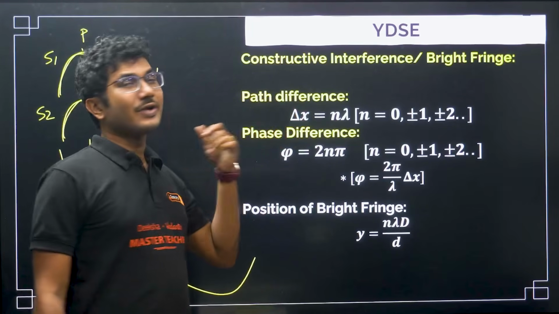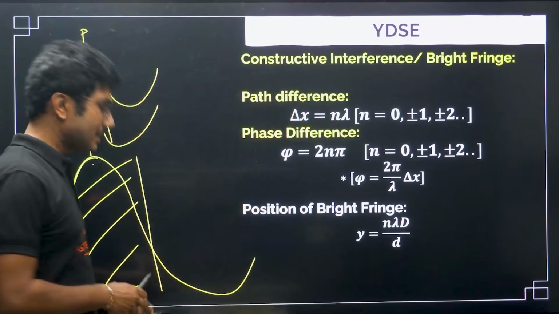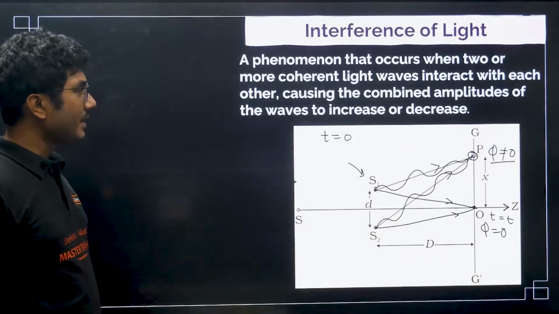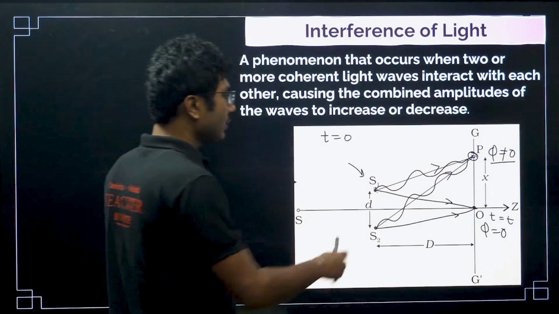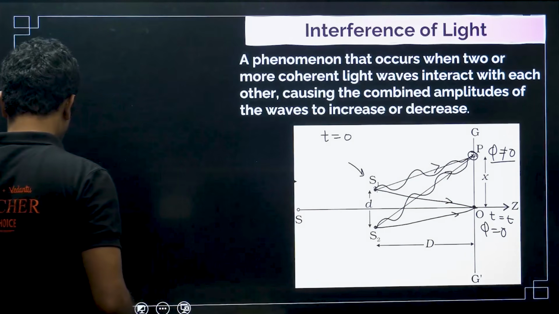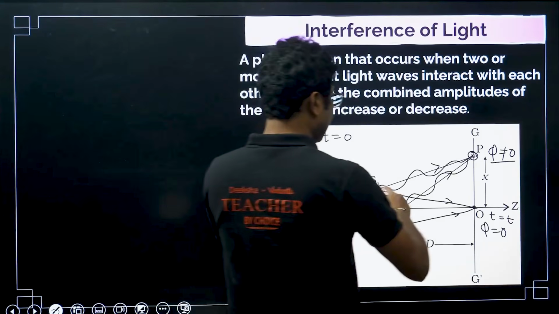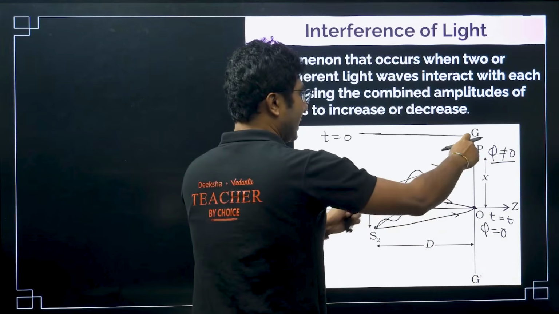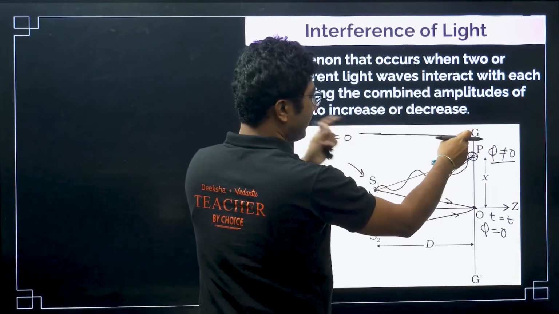The path difference is... what is the path difference, by the way? What is the meaning of path difference? Let us go back to the previous slide. Path difference means, suppose you take this path, how much distance is travelled by S1. Suppose this is the distance travelled by S1. You take this line and you make it straight.